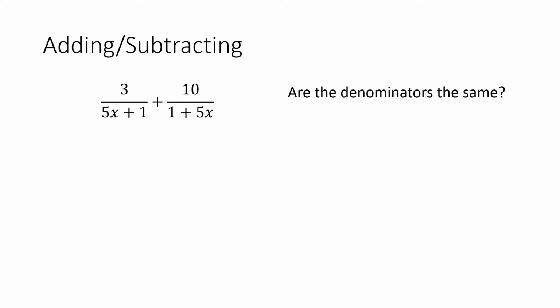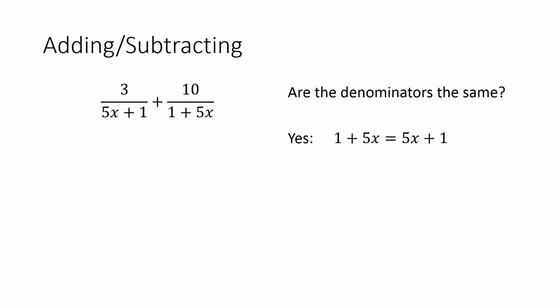With this one, we're looking at 3 over 5x plus 1 and 10 over 1 plus 5x. Are the denominators the same? Again, pause these videos as you need so you can work through these problems on your own. But yeah, they are the same. 1 plus 5x is the same thing as 5x plus 1. They're just written in a different order.